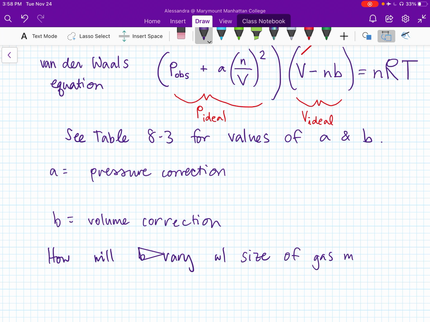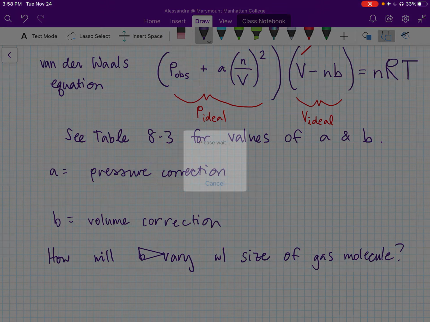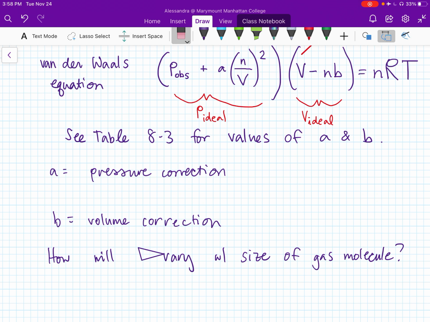How will B vary with the size of a gas molecule? Okay, and my program does not like the way that I wrote B here. So let's try to correct that. It turned it into a weird little triangle.